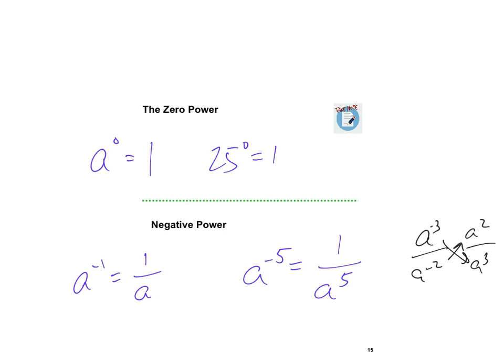So that's what a negative power will do. If it's in the denominator to start, it will bring it up to the numerator. If it was in the numerator to start, it will bring it down to the denominator. So that negative exponent, and if you put a value in there, you would see that.